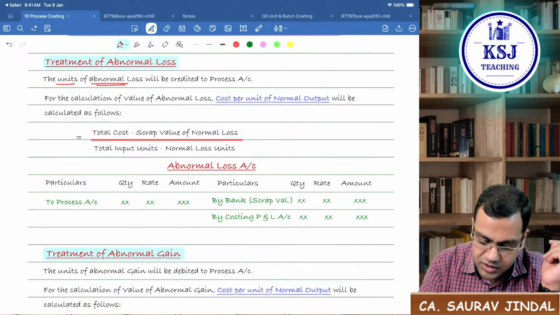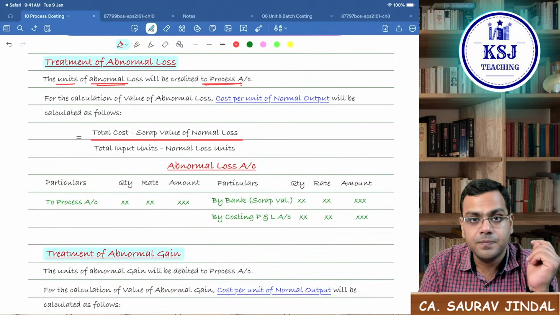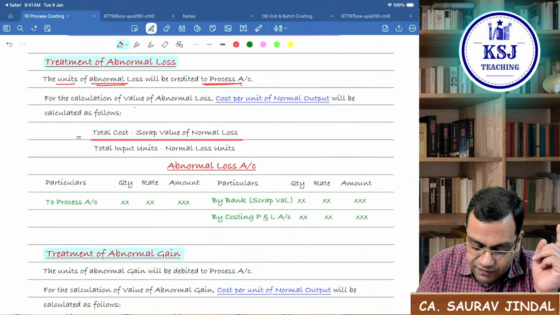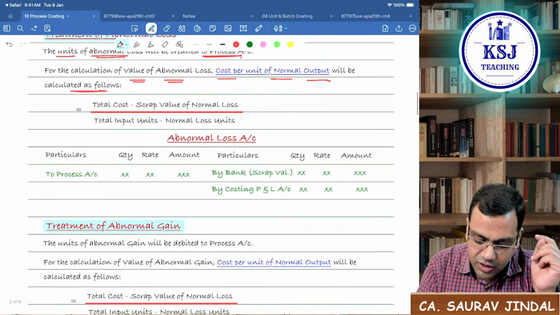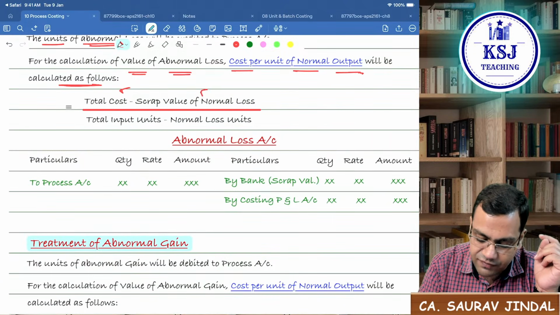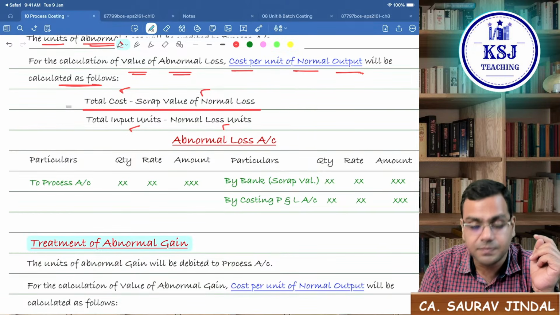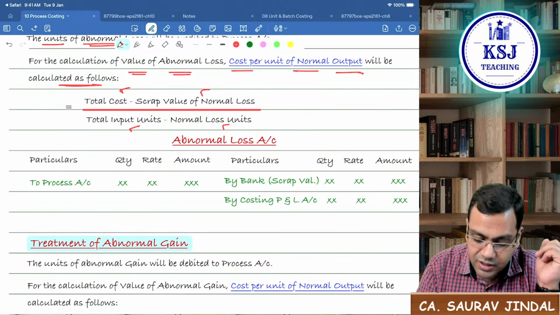the abnormal loss will be credited to process account. For the calculation of value of abnormal loss, cost per unit of normal output will be calculated as follows. Total cost minus scrap value of normal loss divided by total input units minus normal loss units. Right? That you will record.